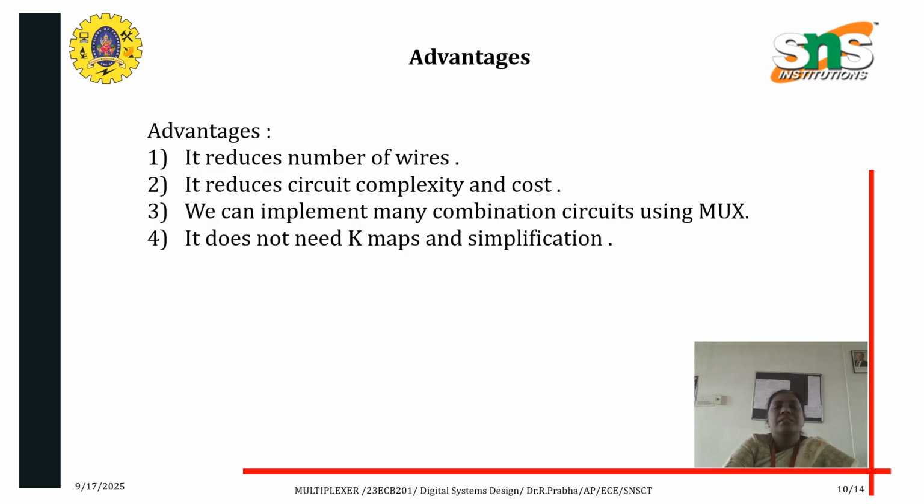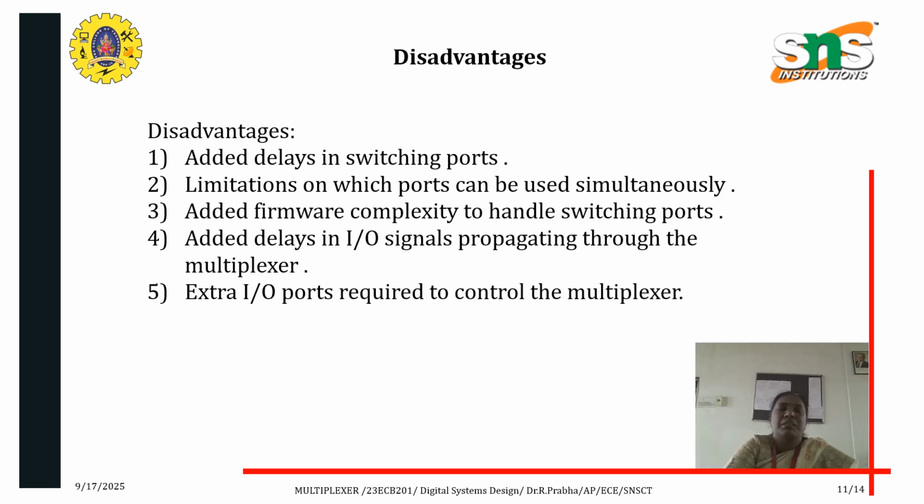The advantages of a multiplexer: it reduces the number of wires, and it reduces the complexity of the circuit. Since the complexity reduces, circuit cost is also reduced, and we can implement many combinational circuits using a multiplexer, and we have no need of using a K-map for simplification in this method.